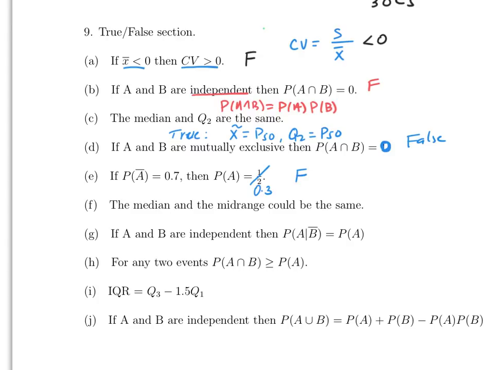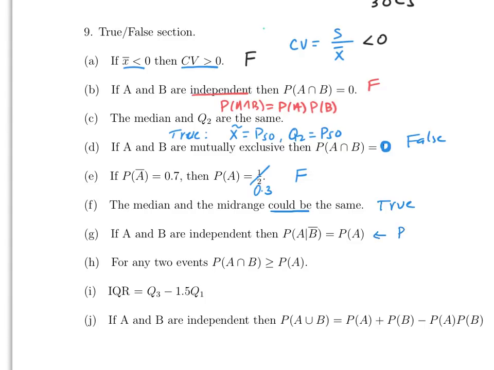Part F, the median and the mid-range could be the same. Well, that's true. They don't have to be the same, and they are actually not the same most of the time, but they could be the same, so that's fine. Part G, if A and B are independent, then the probability of A given B complement is equal to A. This one is probably the most tricky one, and it is true.